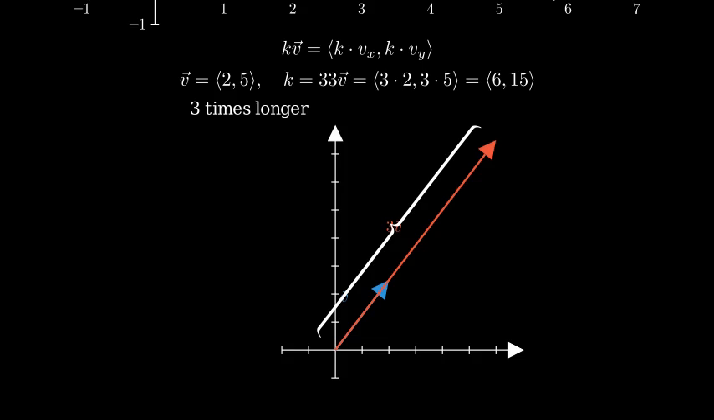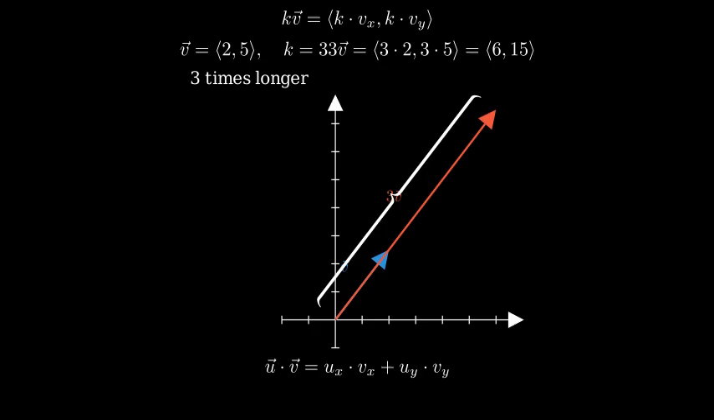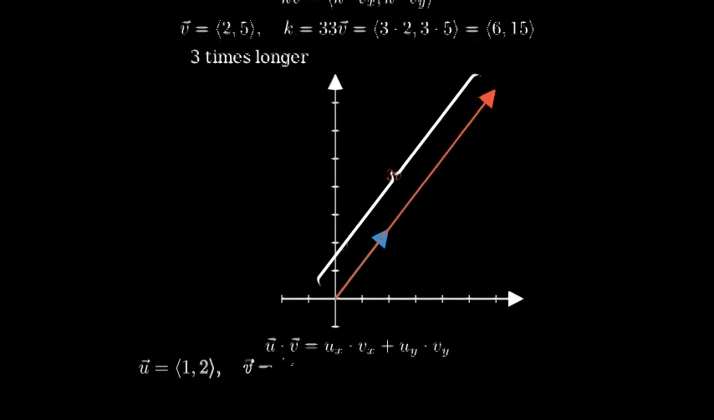Now, let's discuss the dot product, which is an operation that takes two vectors and produces a scalar, a single number. For vectors u equals ⟨u_x, u_y⟩ and v equals ⟨v_x, v_y⟩, their dot product is u dot v equals u_x times v_x plus u_y times v_y. Let's look at an example.